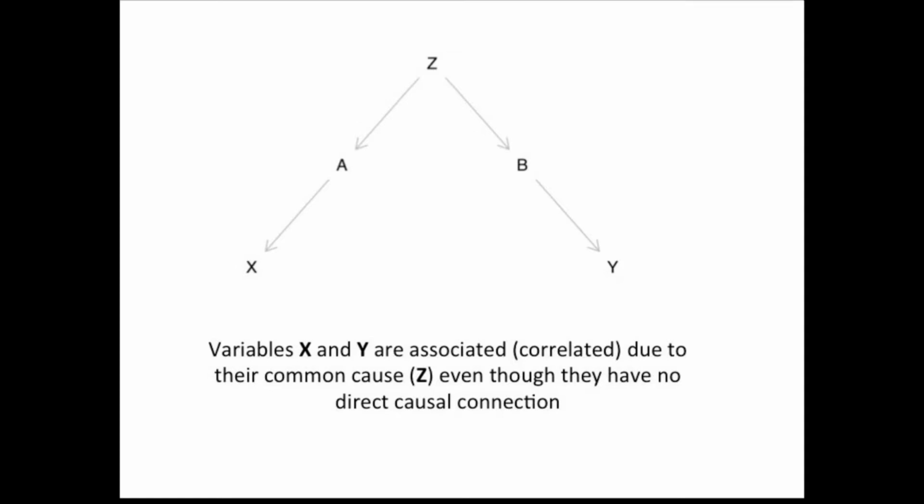Make sense? Just like if you observe in the summer that drownings happen more often on days of high ice cream sales. That doesn't mean that ice cream is causing people to drown. It means that people go to the pool and buy ice cream when it's hot. So Z could be the weather. And X could be drownings, and Y could be ice cream.